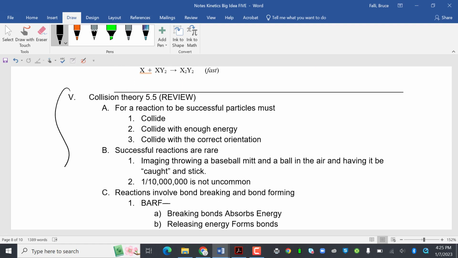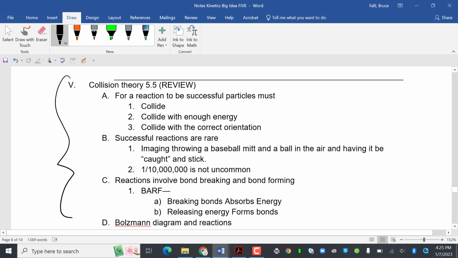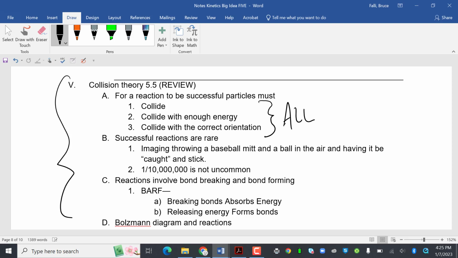Okay, this is just a rehash of the collision theory, which we did before, but we're going to do it again, just to emphasize how important this is. For a reaction to be successful, particles must collide with enough energy, and they must collide with the right orientation. You need to have all of these, not some, all of them. Successful reactions are rare.